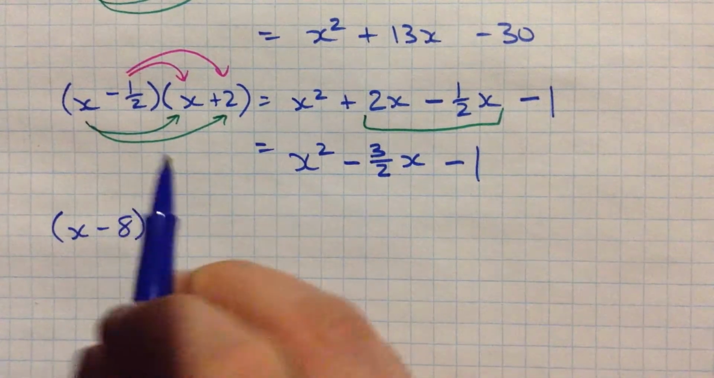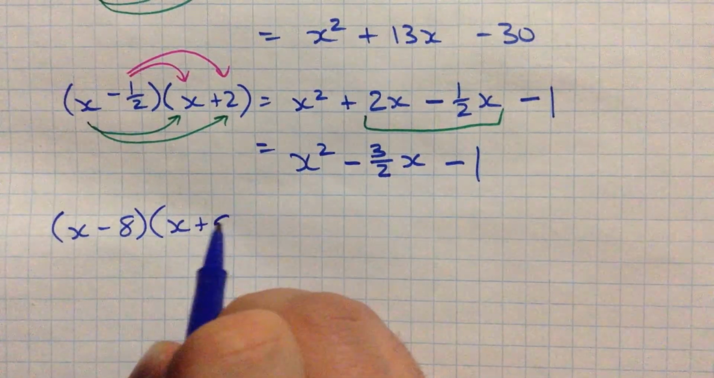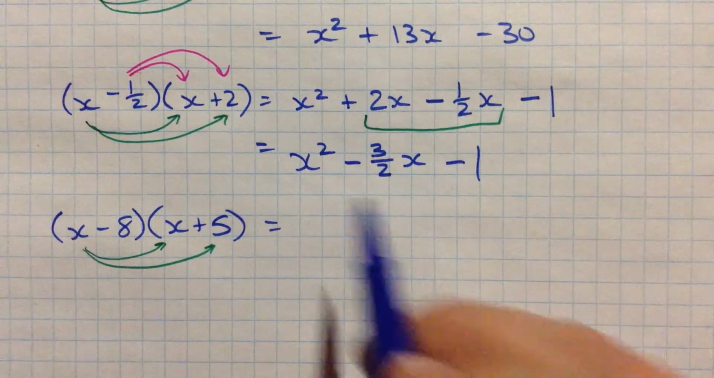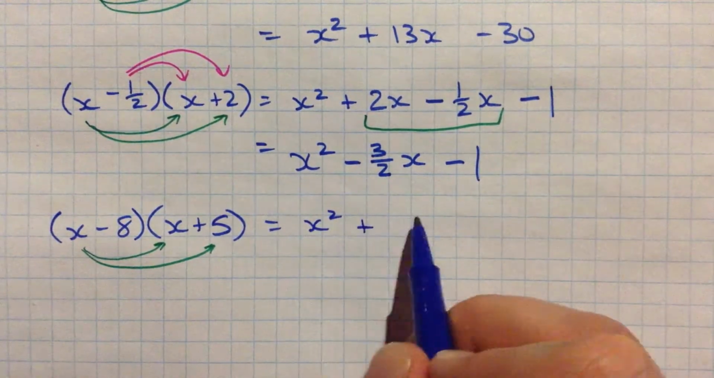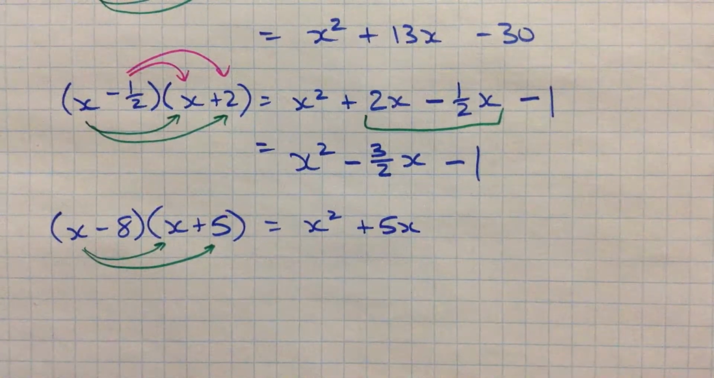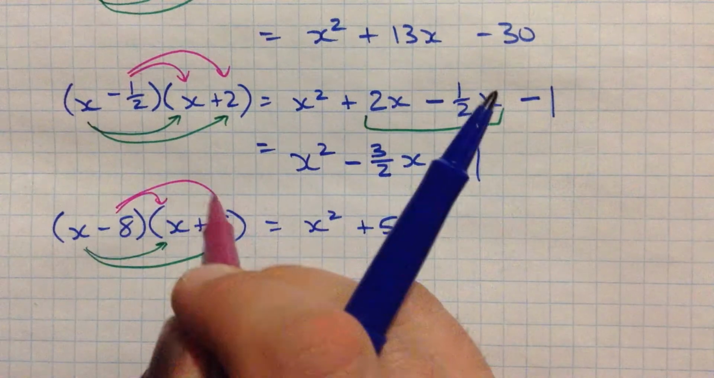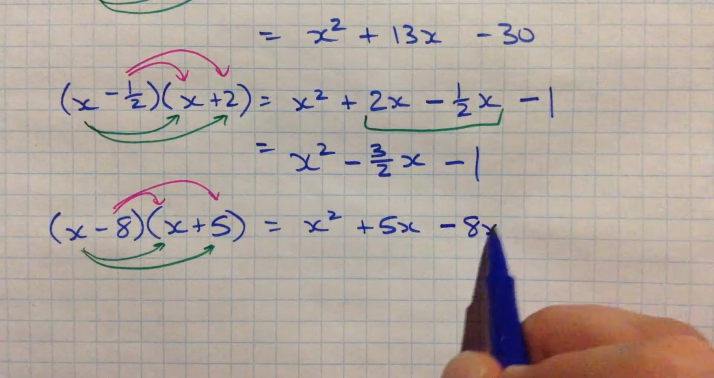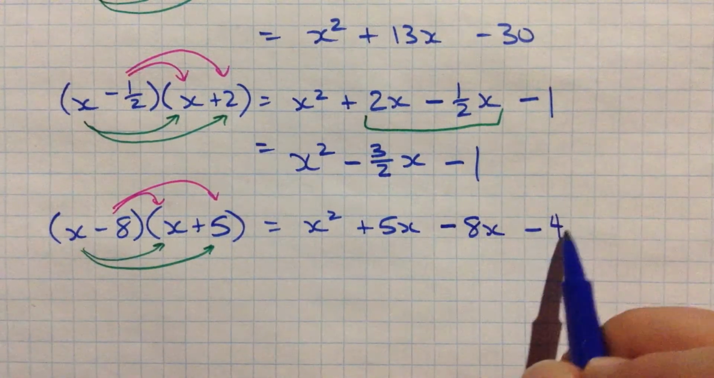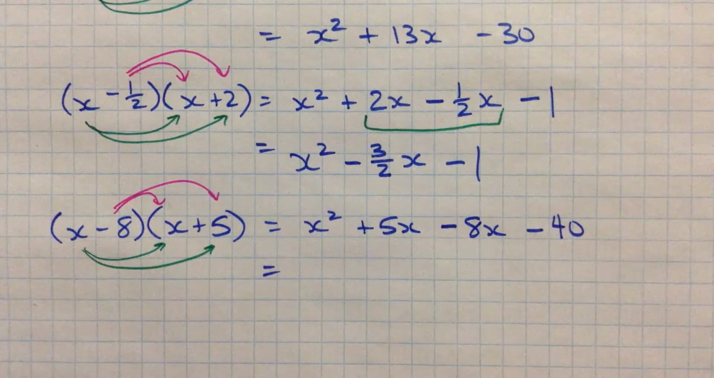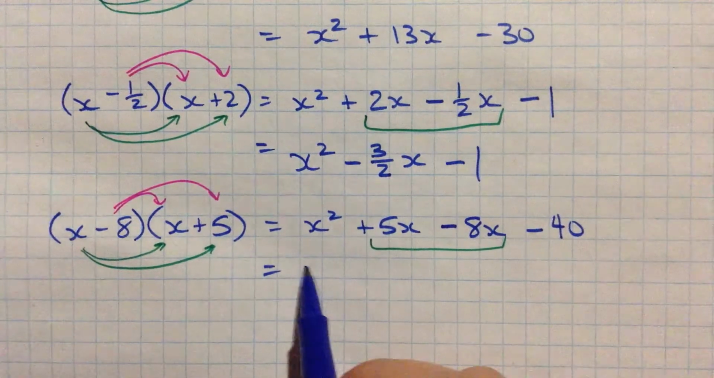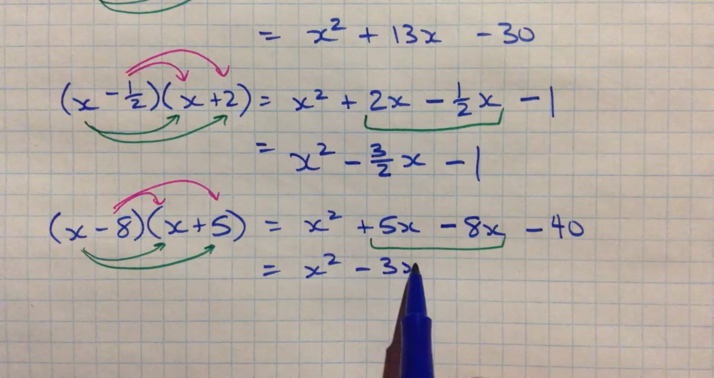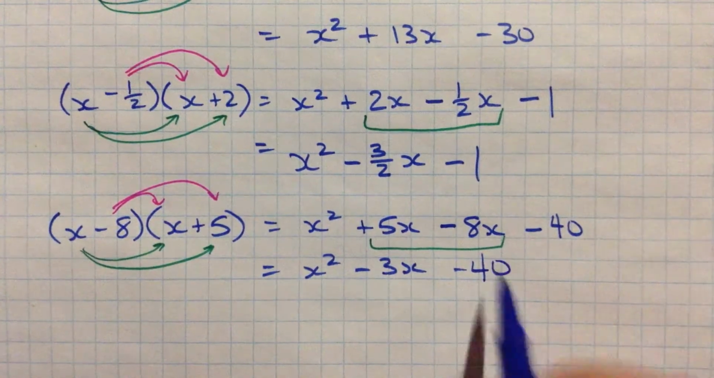X minus 8 times x plus 5. X times x and x times 5. That's x times x is x squared. X times 5 is 5x, and that's positive. Negative 8 times x, negative 8 times 5. Negative 8 times x is negative 8x. Negative 8 times 5 is negative 40. Collecting our like terms here, we have x squared, 5 minus 8 is negative 3. Those are the x's, and minus 40 at the end.